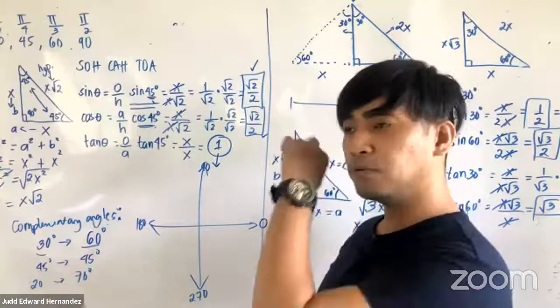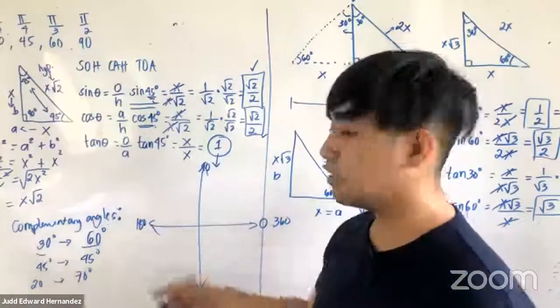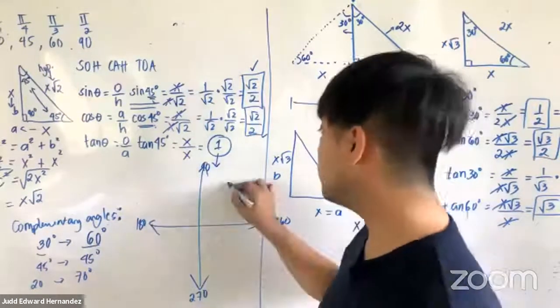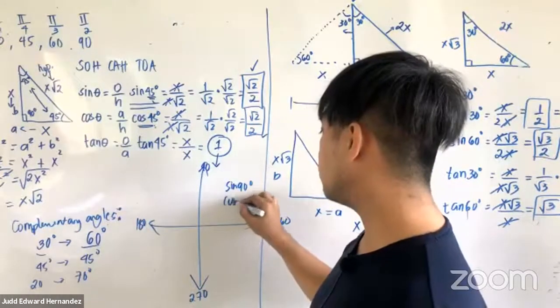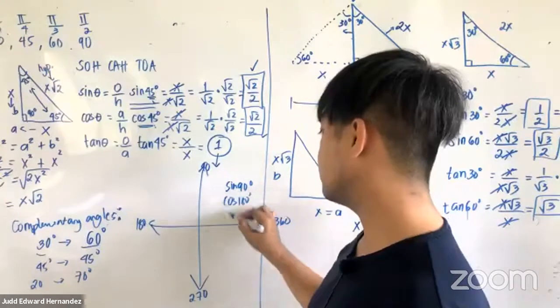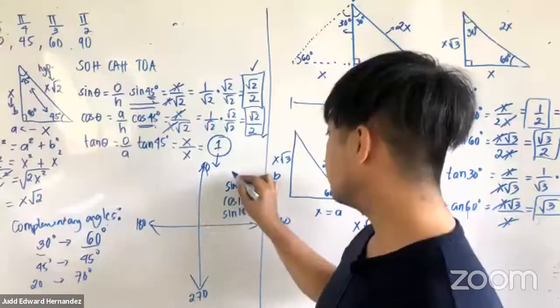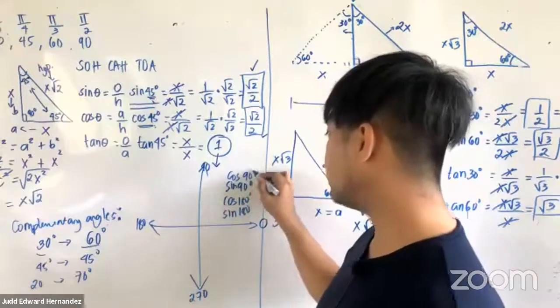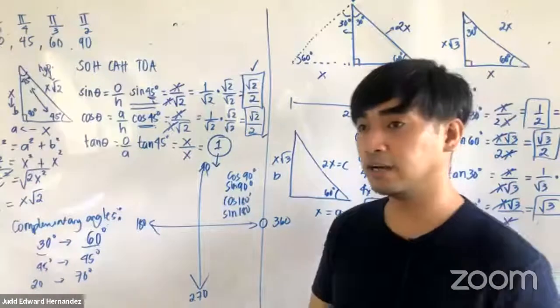Paano po, sir, kunwari, sila naman po yung hinahanapan natin ng values. For example po, sine 90. Paano po, kunwari, meron tayong cosine 180. Paano po, kunwari, meron tayong sine 180. Paano po, kunwari, meron tayong cosine 90 degrees. Ano na po yung gagawin natin?